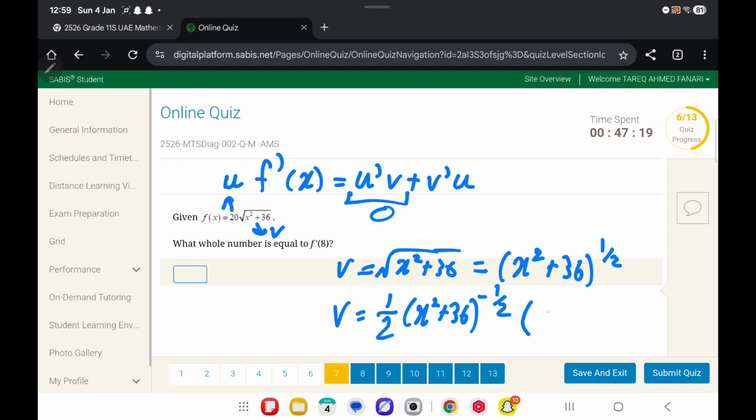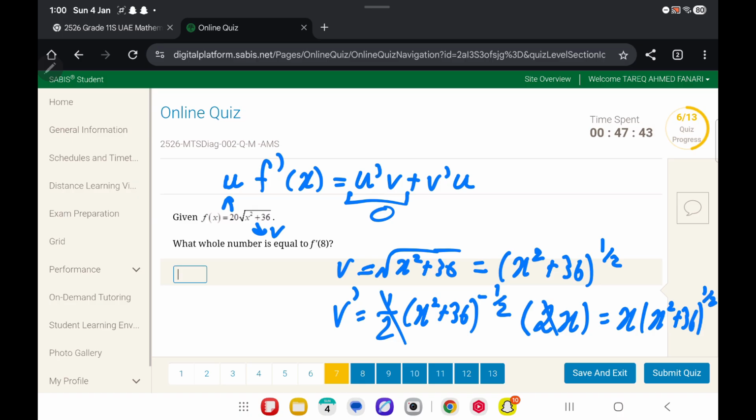Now, derive what's on the inside. It's 2, right? 36 differentiates to a constant. Remember, x squared is just 2x. There we go. Done. Now, if you want to simplify it further, I don't recommend simplifying it. This half goes with the 2. Done. It is x multiplied by x squared plus 36 to the power of 1 over 2.